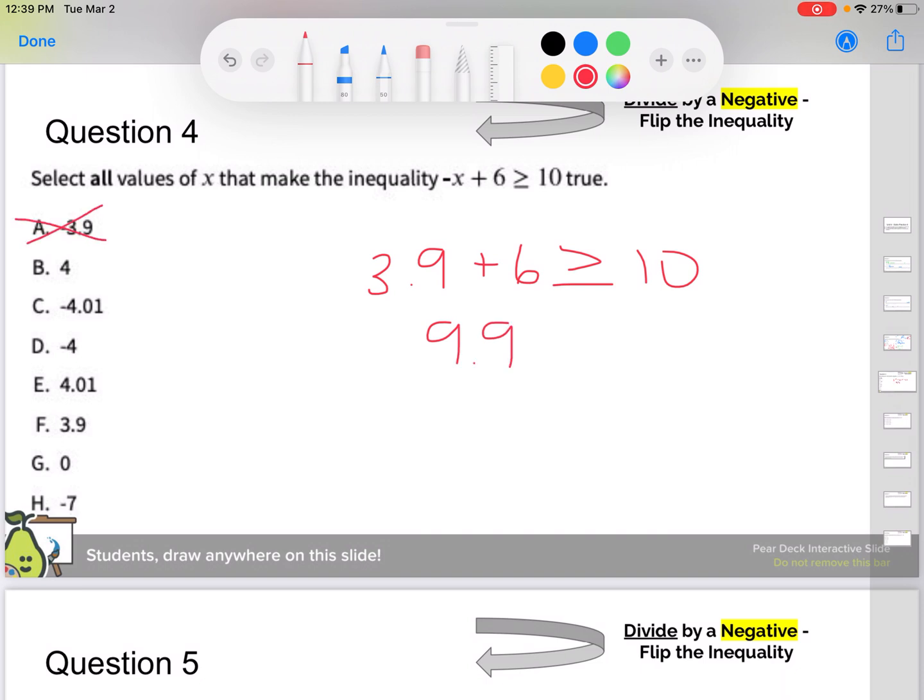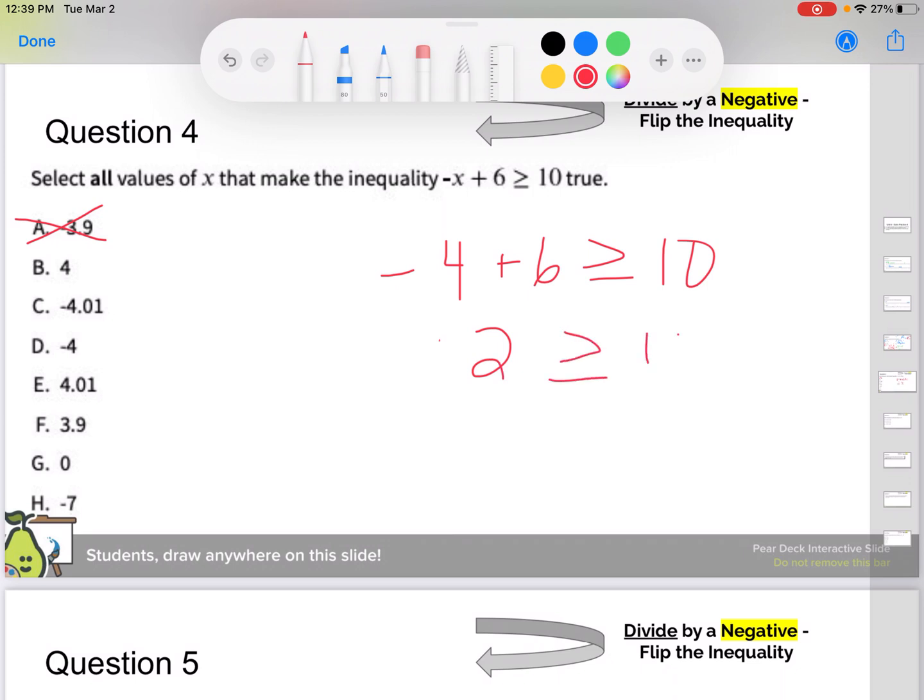Let's try the next one. Negative 4, because a negative times a positive. So I have negative 4 plus 6 is greater than or equal to 10. So that would be 2, which is not greater than or equal to 10. So B is out.